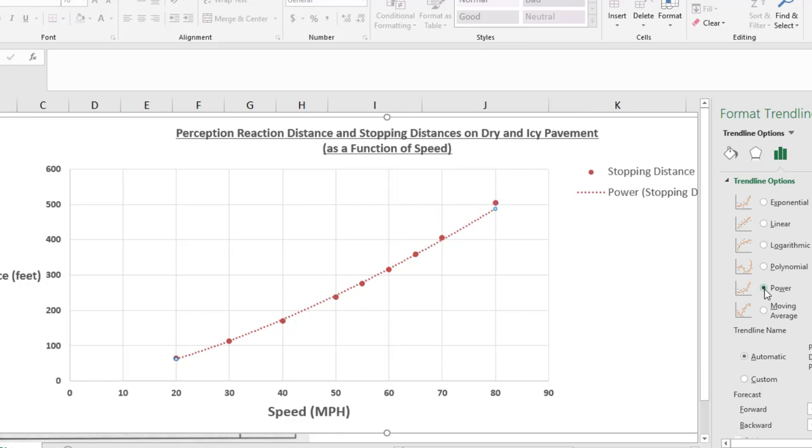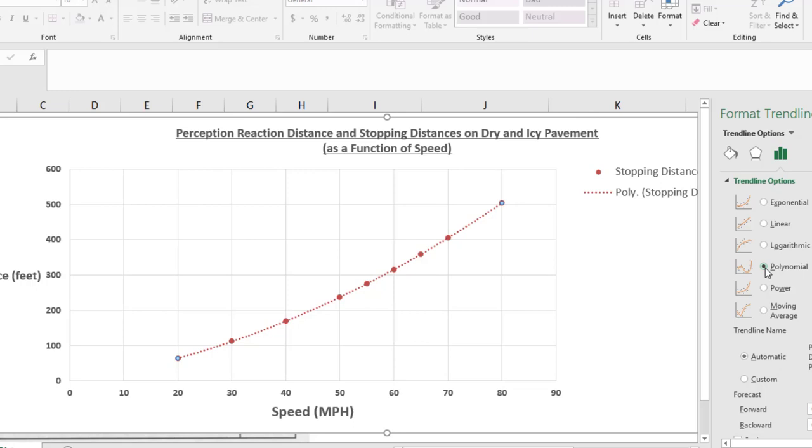Power. I think polynomial looks better. Yeah, I think so. Polynomial looks better. And moving average, yeah, moving average is not good. Now, real quick, polynomial order 2, and this is the quick physics lesson, is the quote-unquote correct one.